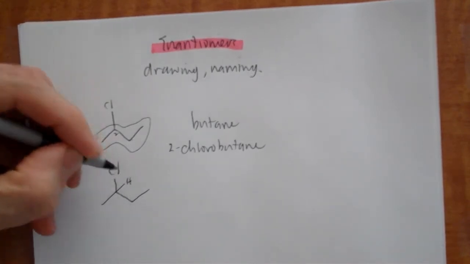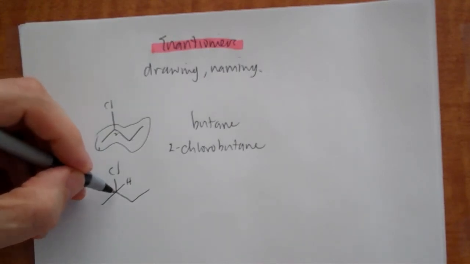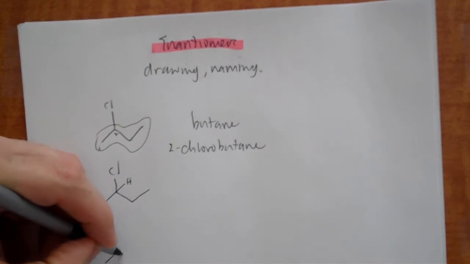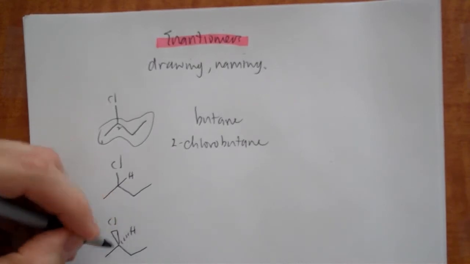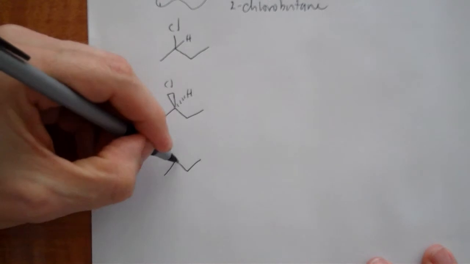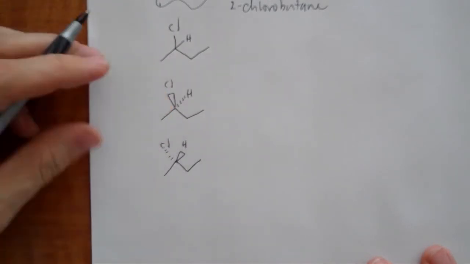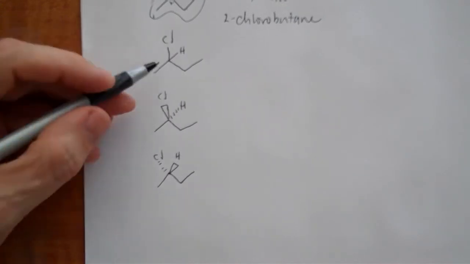There's obviously another hydrogen on here. And the question is, is that hydrogen coming out toward us or is it behind us? And sometimes it doesn't matter. Let's put the chloro here. Okay. Sometimes it doesn't matter, but it does matter if this is an asymmetric center.